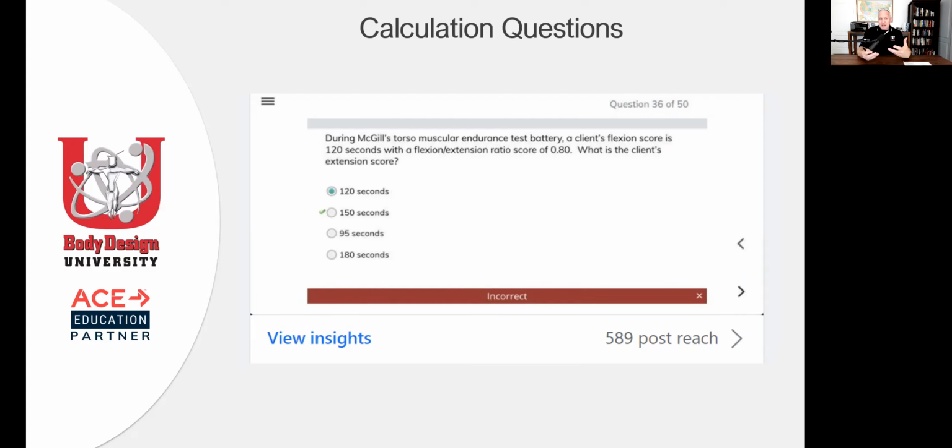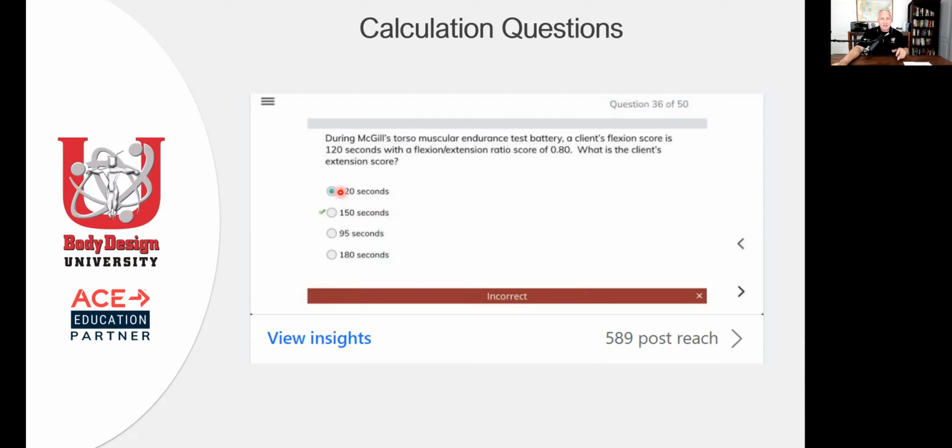Then from a math perspective, what do you know automatically? If you don't know what the actual number is, what do we know automatically? Well, if the ratio is less than 1, right, it's 0.8, then we know that the denominator has to be bigger than the numerator. So you could simply guess right now without even knowing anything. Let me go ahead and put the laser pointer on here. You could guess that the answer has to be either 150 or 180. So now if you had to guess because you still didn't know and you wanted to move on to the next question, pick between these two. You got a 50-50 chance.